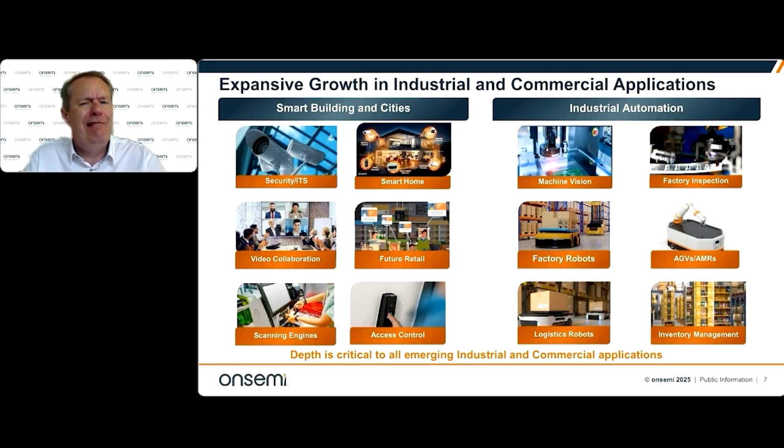So depth becomes very important for video collaboration. Future retail as well, so that's another application there. Future retail for robots that are moving around and doing assessment of stock, for instance. Scanning engines as well. Scanning engines today are all typically 2D, but knowing where the object is can determine exactly how to put the focus in for the scanner. You can have lots of other things that I'm going to talk about on the factory floor, for scanning at factory applications, where depth is important.